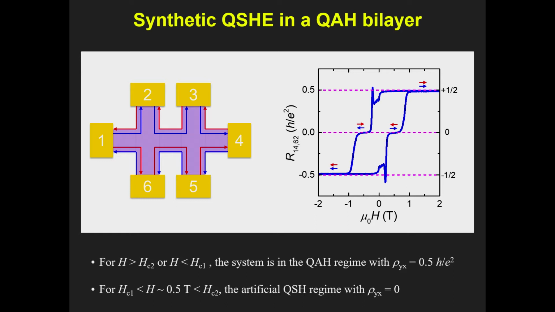And when we reverse the magnetic field, in the intermediate field regime, we will have this synthetic quantum spin Hall, where the two Hall channels cancel each other. We have this zero plateau. That's pretty easy to understand.